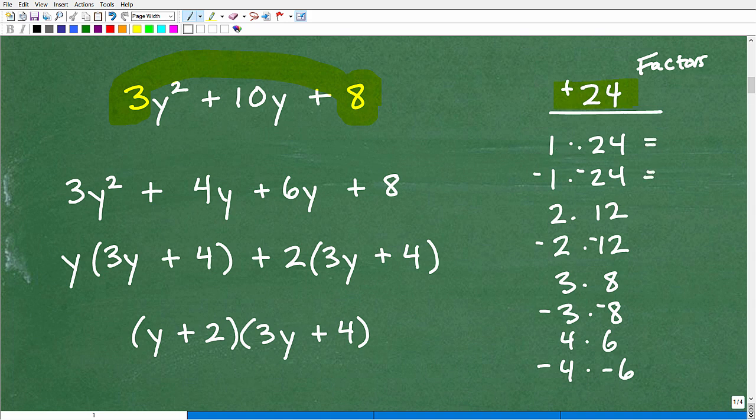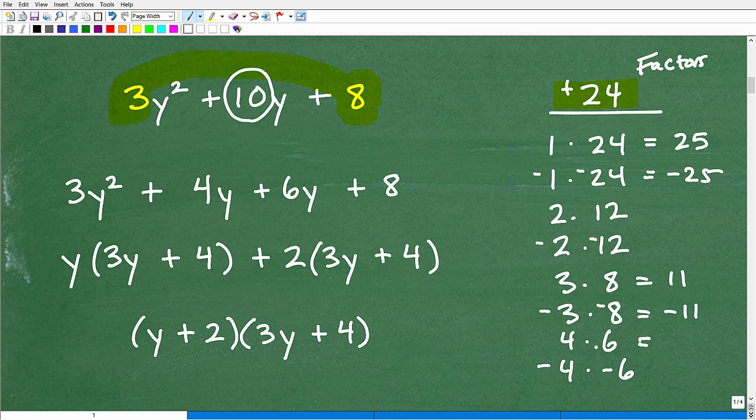So in other words, 1 and 24, if I add those individual factors up, that's 25. This is a negative 25. 3 and 8 is 11. This would be negative 11. So you can kind of get the idea. And I'm looking at the sum, and I want to find the pair of factors that add up to this number here. Okay, that's a positive 10.